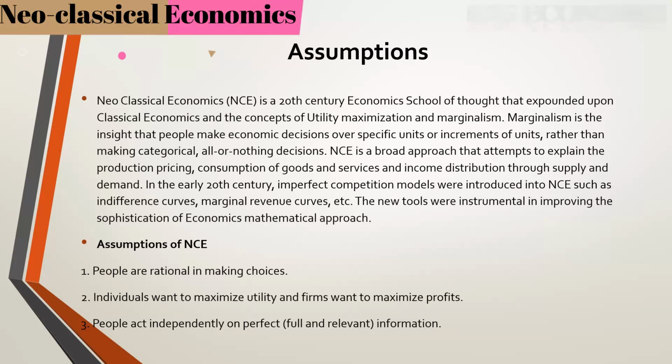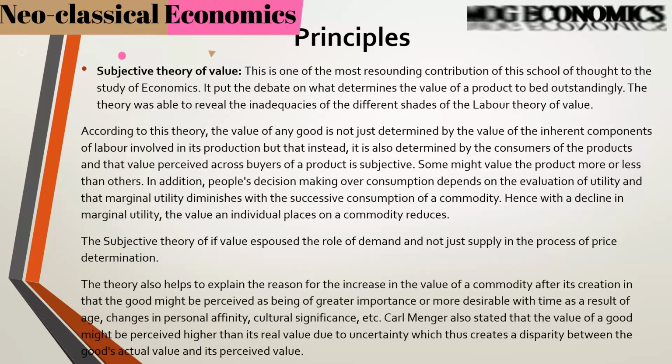So the assumptions: people are rational in making choices, which is the same as the assumption under classical economics. Individuals want to maximize utility and firms want to maximize profit. So everybody wants to maximize whatever decision they're making, or everyone wants to maximize resources in one way or the other. And people act independently on perfect and relevant information. This is also stemming from classical economics, and there are other assumptions of classical economics that you can think of.